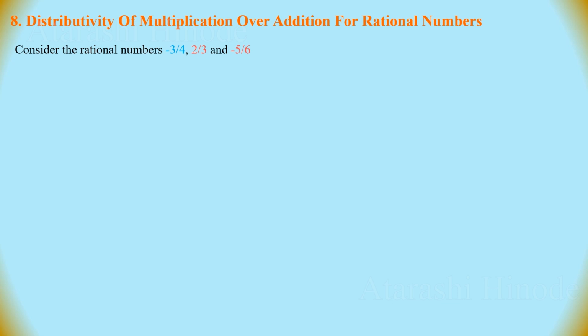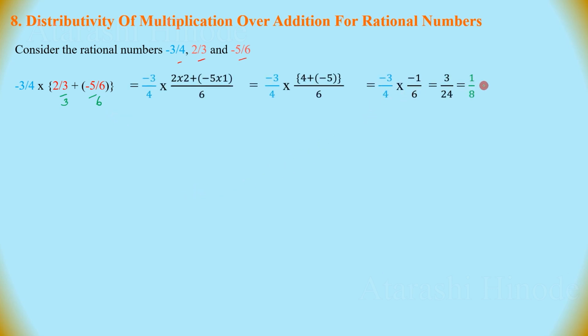Consider the rational numbers minus 3 by 4, 2 by 3 and minus 5 by 6. When we do this sum, here we have to find the LCM of the denominators 3 and 6. I have uploaded one video regarding HCF and LCM. If you want, you can watch it. Here I am not doing all the calculations. I am just going through the properties only. Here we get the answer as 1 by 8.